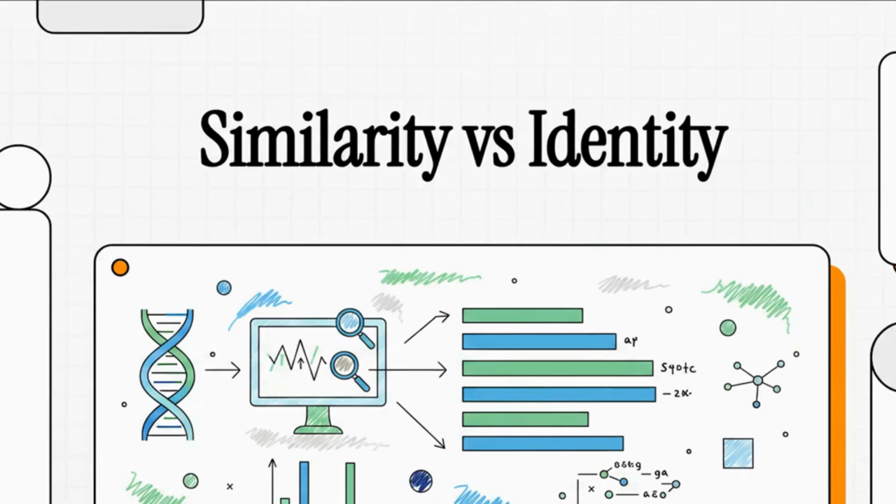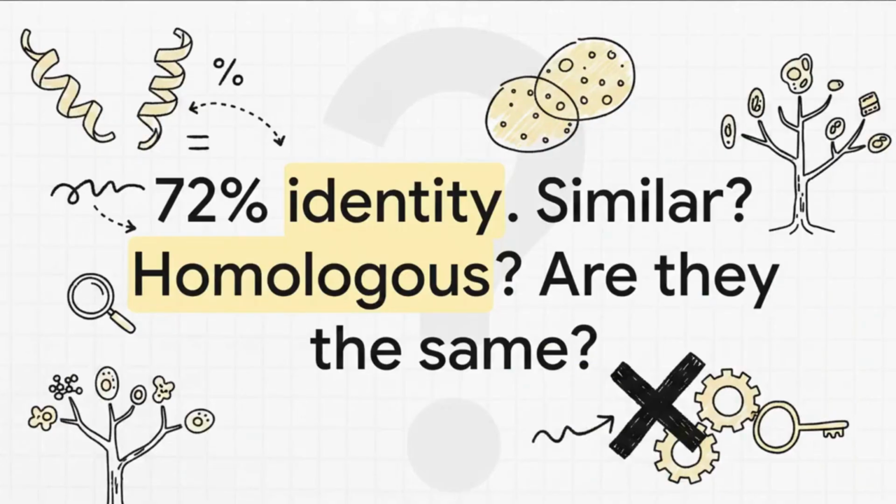All right, so picture this. You've just run your BLAST search, you're looking at the results, and you're thinking, okay, what does all this actually mean? So, the result says 72% identity. But then you're reading a paper, and it calls the protein similar, and to top it off, your professor says they're homologous. So, are these all just different ways of saying the same thing?